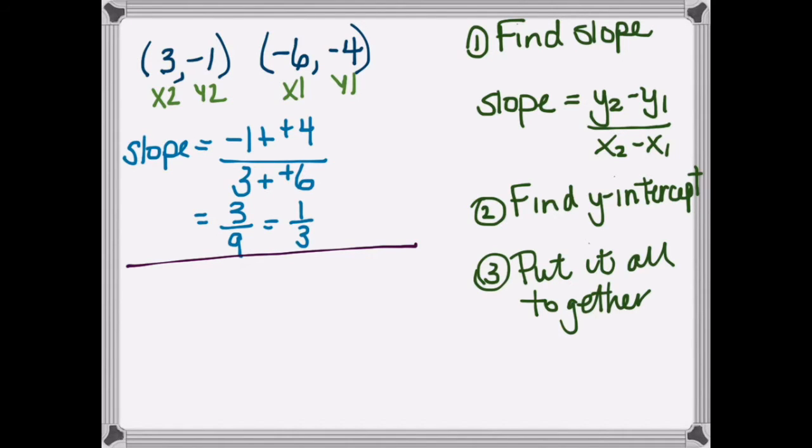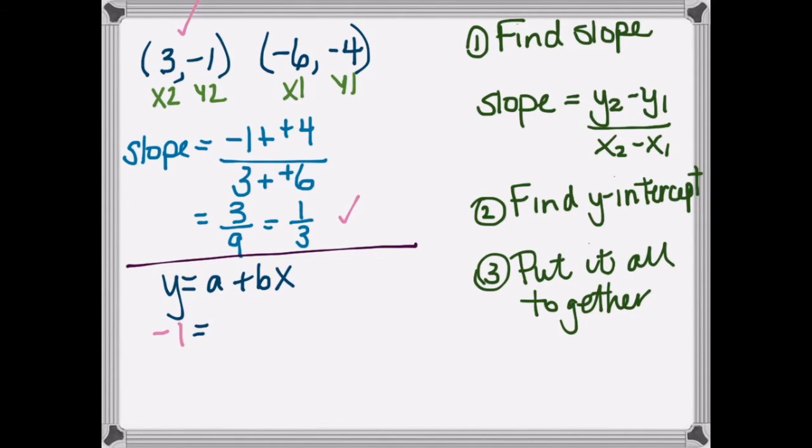Next step, find the y-intercept. So again, we're given the general form of a line, y equals a plus bx, and I'm going to need to choose a point. So I'm going to select the first point, 3, -1, and I know I have a slope that I can use. Down here we just found it was 1/3. So let's substitute. My y value in the point I selected was -1, so my y will be -1.